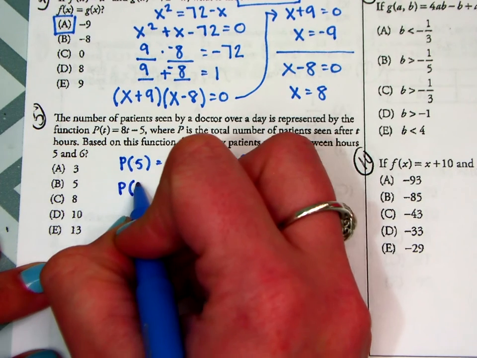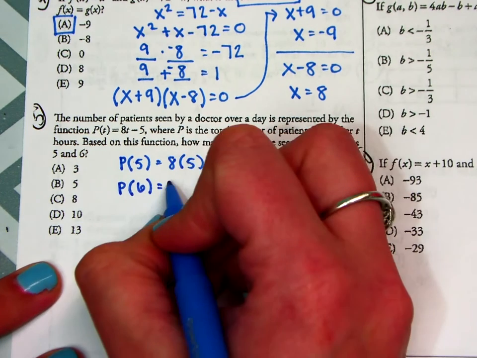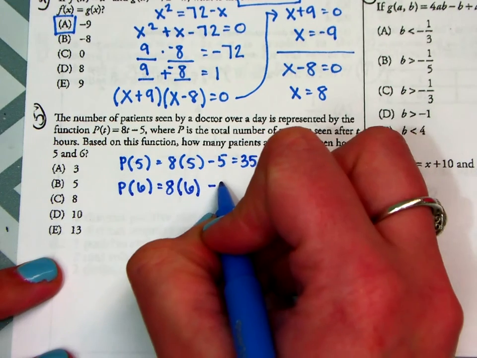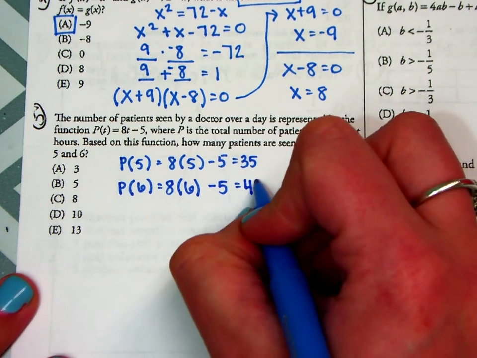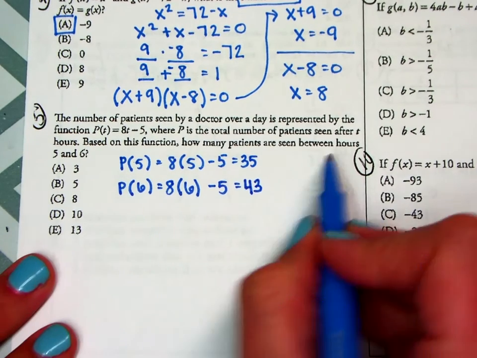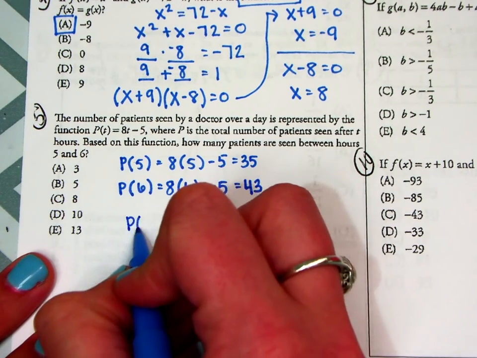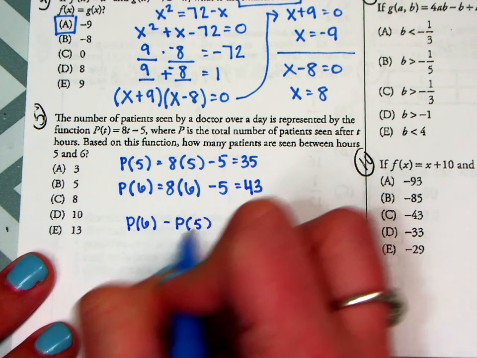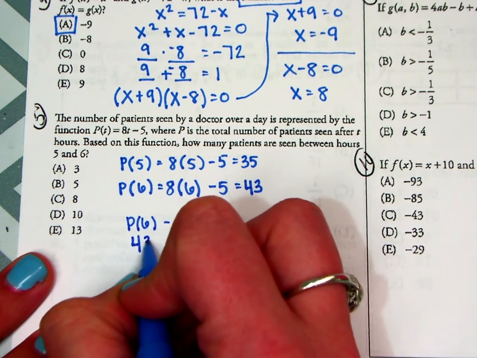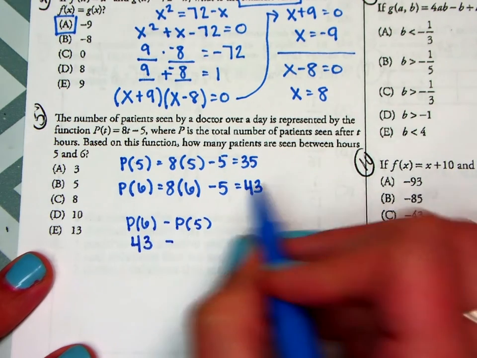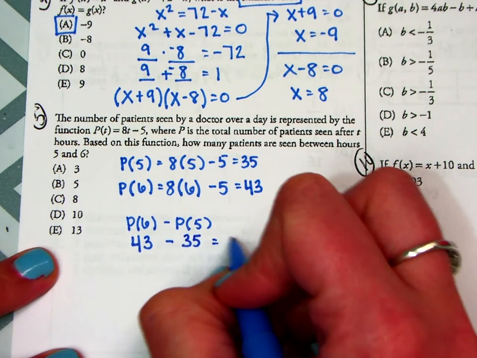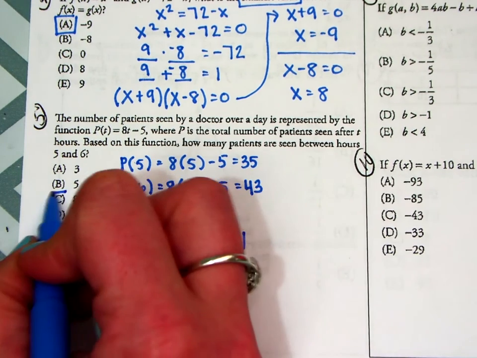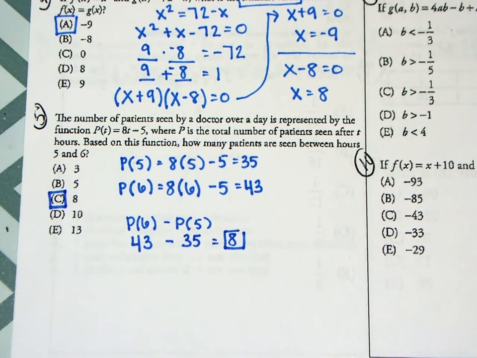Then we have to know how many patients we see by the 6th hour. So 8 times 6 minus 5. 8 times 6 is 48, minus 5 is 43. So if we want to know how many patients we've seen between the 5th and 6th hour, we take P of 6 and subtract it from P of 5. By the time the 6th hour is over, we have seen 43 patients. By the time the 5th hour is over, we saw 35. So 43 minus 35 is 8. So we have seen 8 patients between those 2 hours. Again, just functions, we're just substituting values.